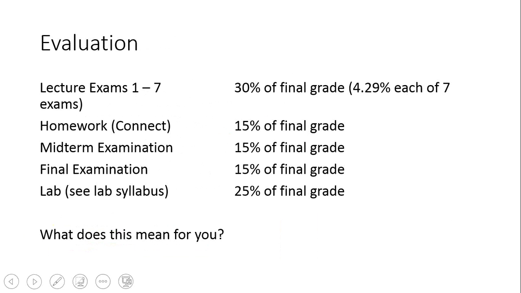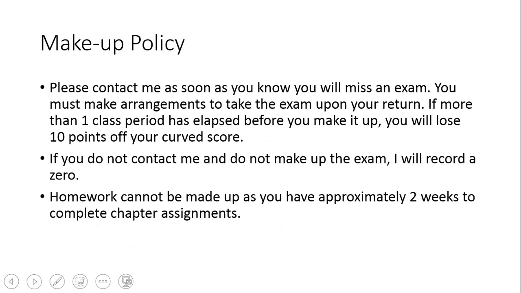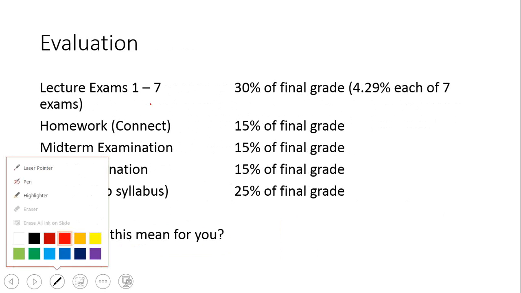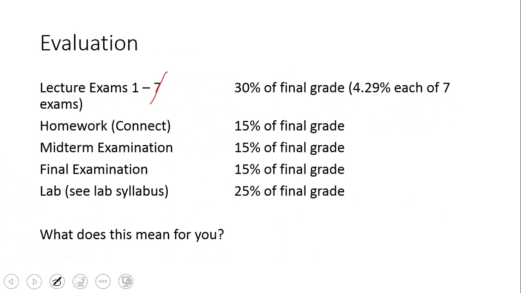All right, so what everybody wants to know: how is this class graded? Well, first off, I'm going to tell you that there are going to be probably 6 exams instead of 7, and these comprise 30% of your final grade. Now, this grading scheme is known as a weighted grade, okay?